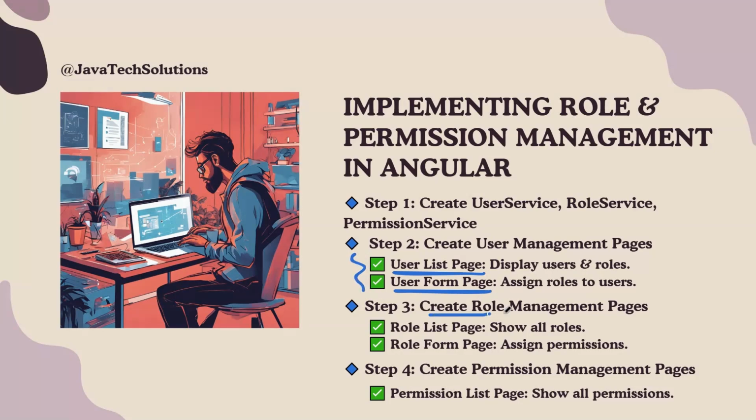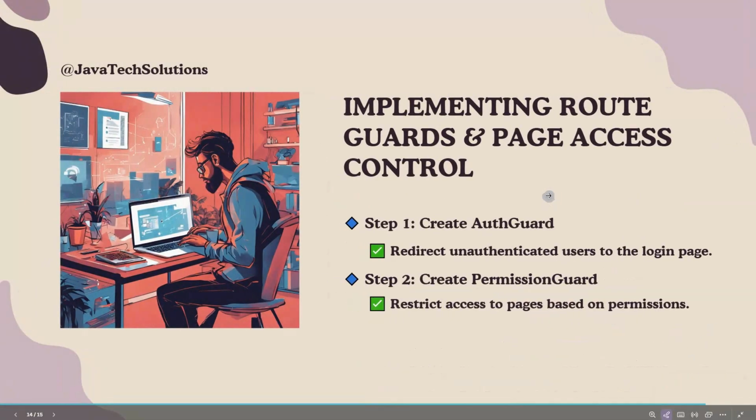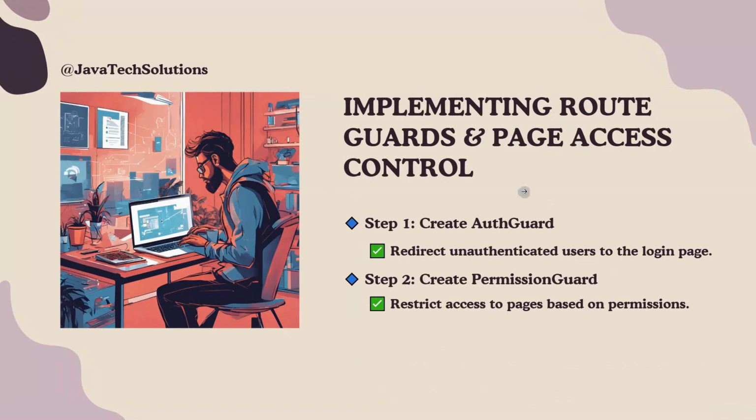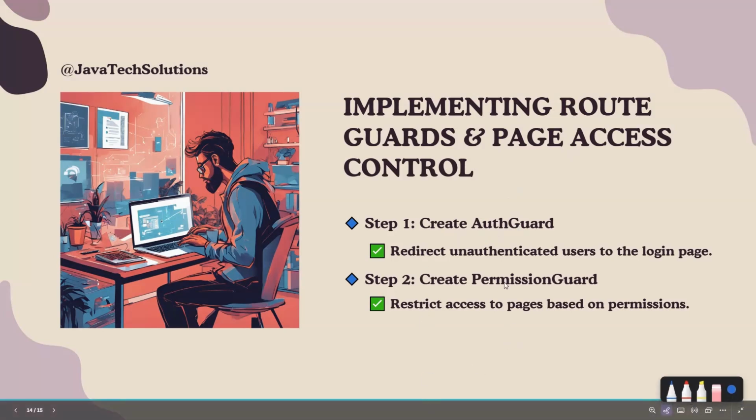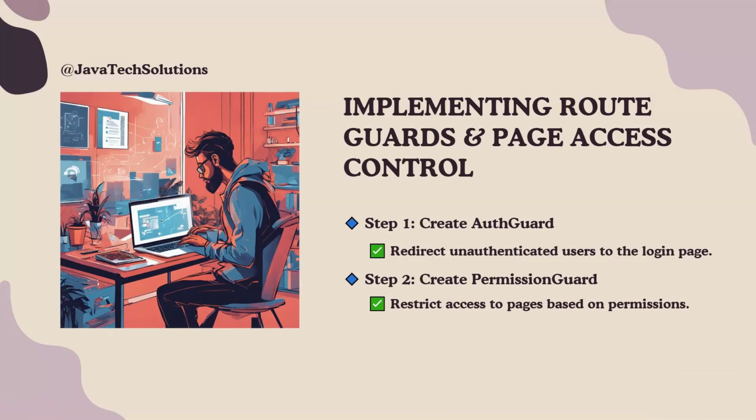Now for role management, we show all the roles and assign the permissions. For the permission management page, it will show all the permissions, and there we can also add permissions. For route guards and page access control, we are going to create this auth guard. Suppose a particular page should not be accessible without the proper role or permissions, then the unauthenticated user will be redirected to the login page.